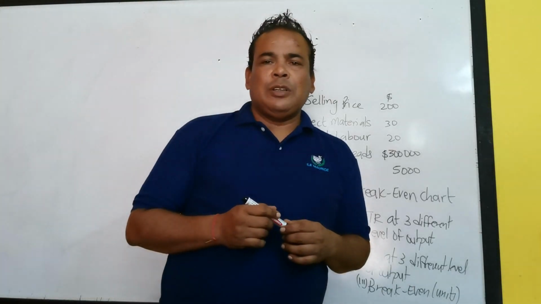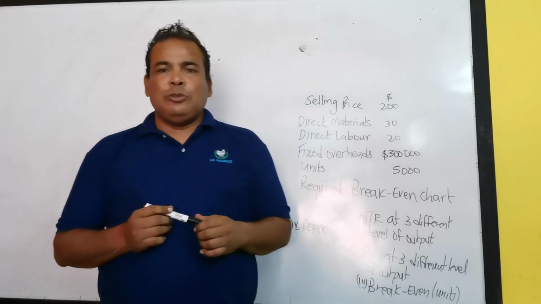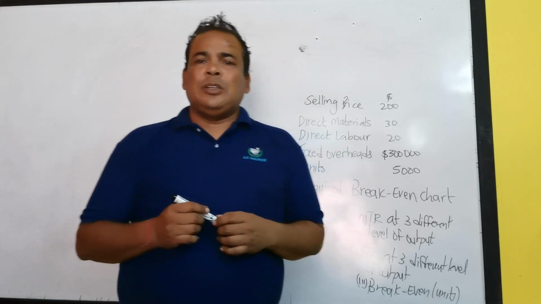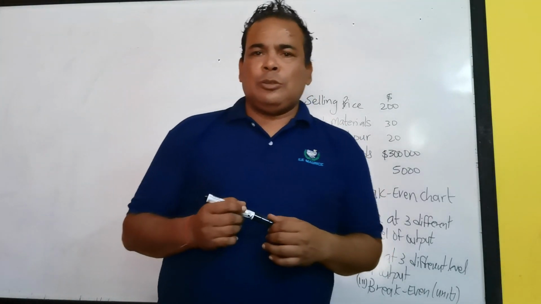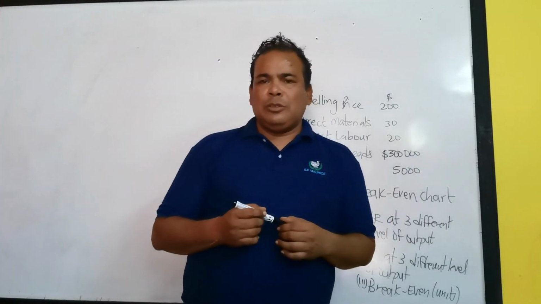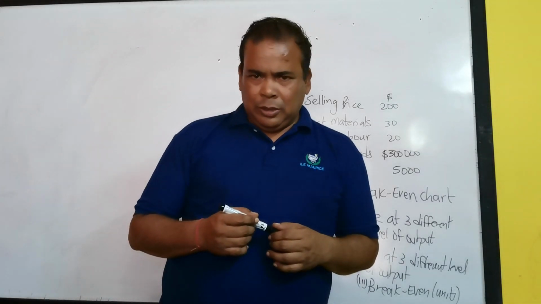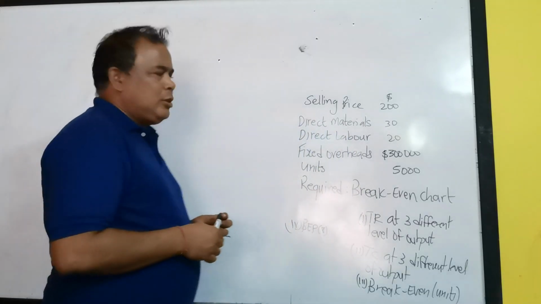If you are given a question, you just have to divide the units produced into 3 different parts. Then you calculate total cost and total revenue for each level of units. Then you calculate the break-even units and break-even revenue, and then you can draw the break-even chart without any problem. So now we are going to see this question.